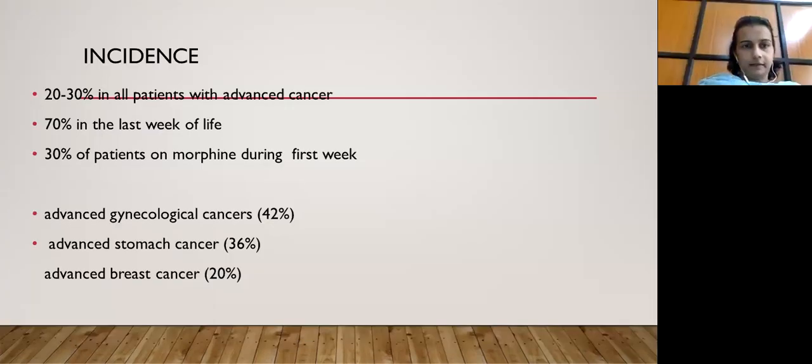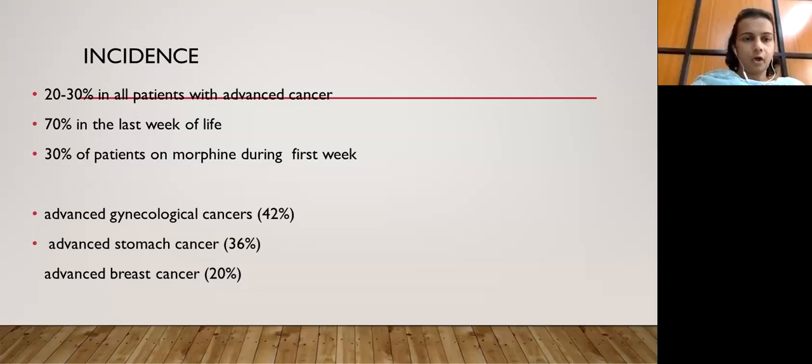Why is it important for us to deal with this symptom? It is a common symptom. We can see that 20 to 30% of all patients with advanced cancer can have nausea, vomiting at any point in their cancer diagnosis, and it's a common symptom in the last week of life. 70% of patients in the last week of life suffer from nausea, vomiting. Also, you must have learned about the side effects of morphine: 30% of patients who are started on morphine during the first week can have nausea. In cancers, it is seen in advanced gynecological cancers 42%, advanced stomach cancer 36%, and advanced breast cancer 20%.